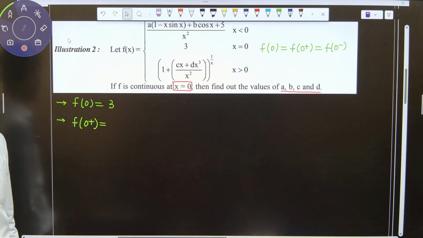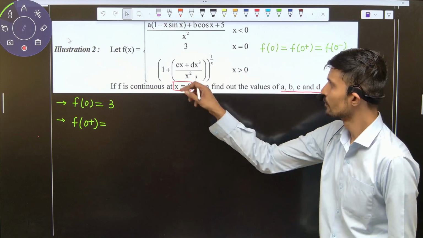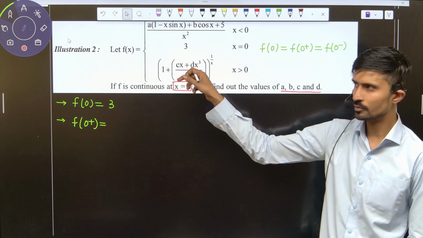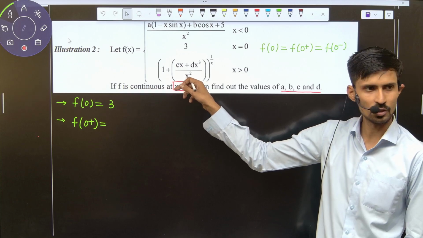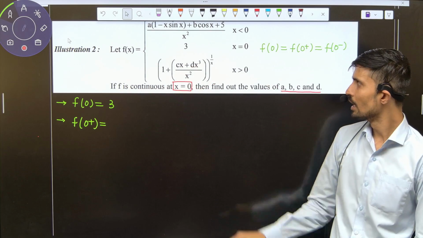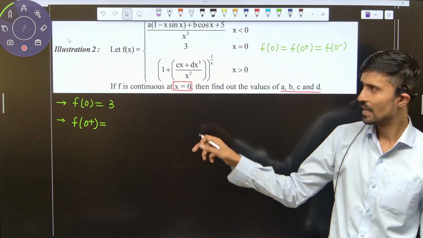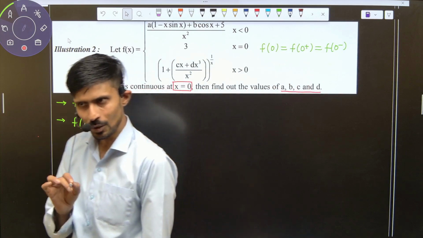Let's put 0 plus. What is that child doing, is he on mobile? C into 0 is 0, B into D into 0 cube is 0, 0 plus 0, and this is also 0, this is 0 by 0. And if you see here, 1 by 0 infinity, and this is 1. But wait, no.